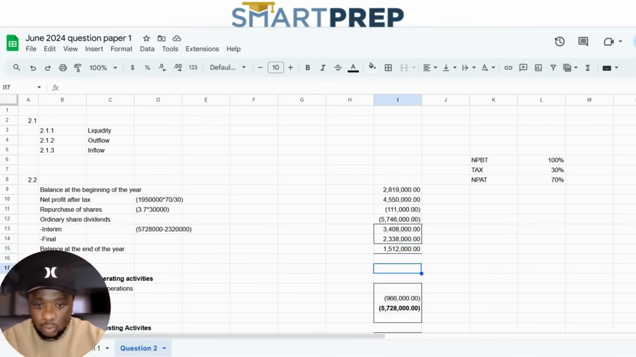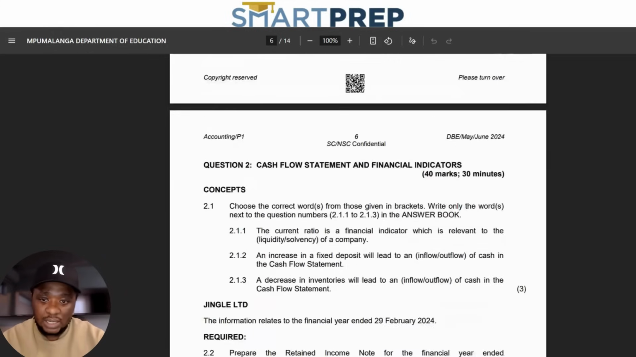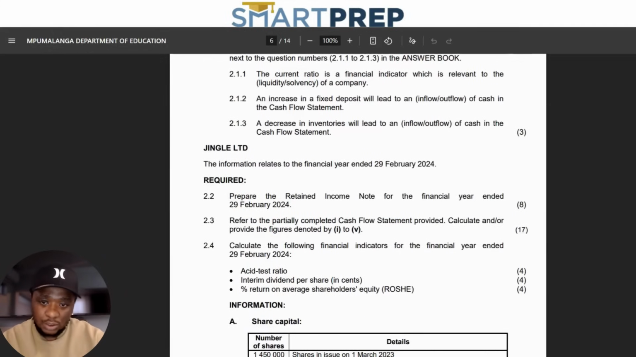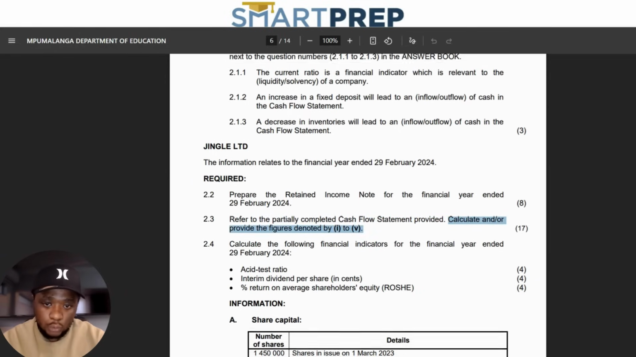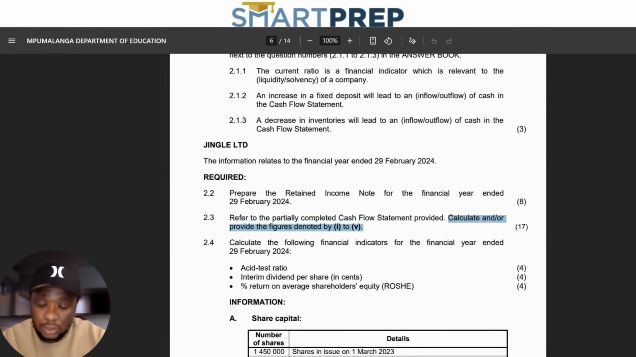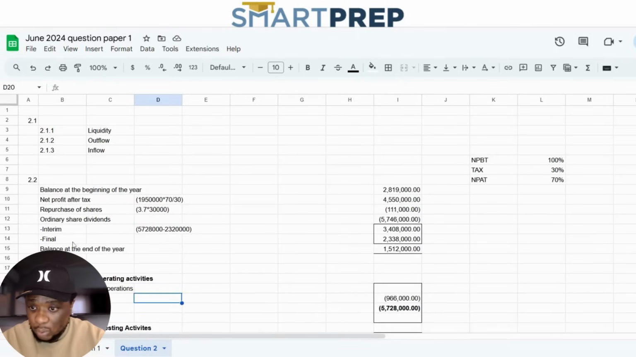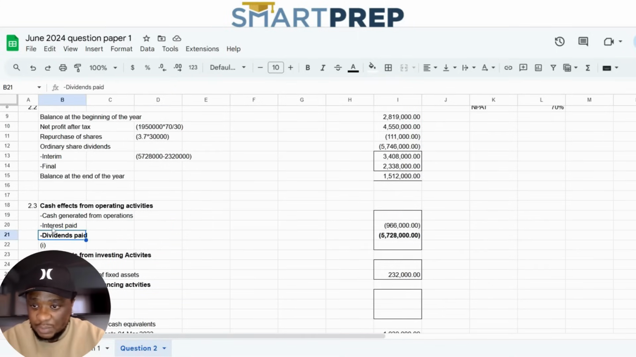All right, then we move on to the questions that have been asked here as it relates to the cash flow statement. They are basically the ones that are numbered, because it says refer to the partially completed cash flow statements, calculate and/or provide figures denoted by number 1 to V. So let's start with number 1. We have interest paid, dividends paid. So that can only be referring now to what? We're going to replace it with tax paid.